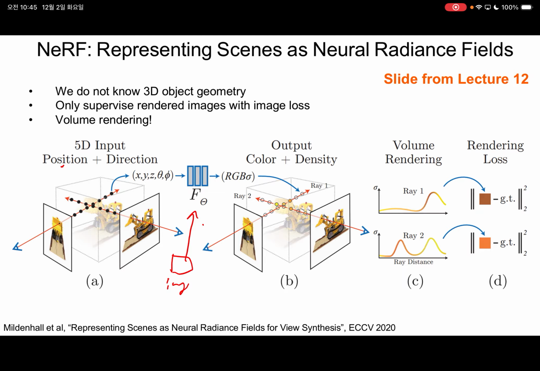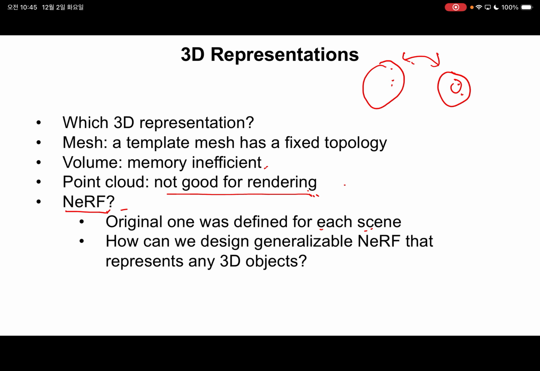But this NeRF should represent the radiance field of this image. This image. We need to provide the input information to NeRF. But the original NeRF does not take some scene-specific information. It just takes position and direction information, so it is just simply optimized for each scene separately. So how can we make a generalizable NeRF that represents any object?